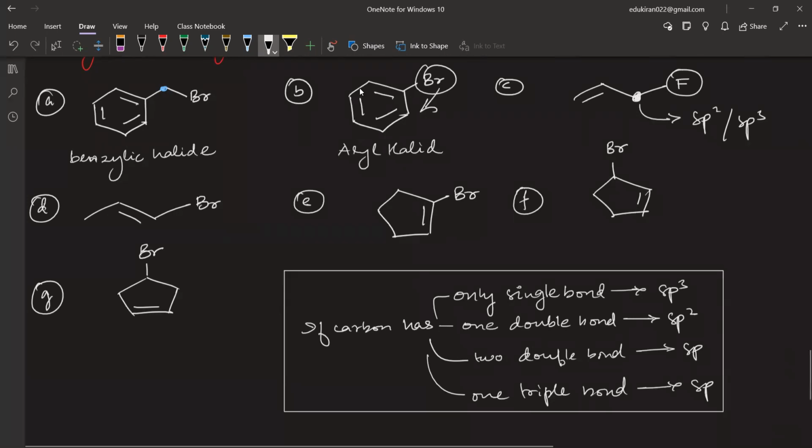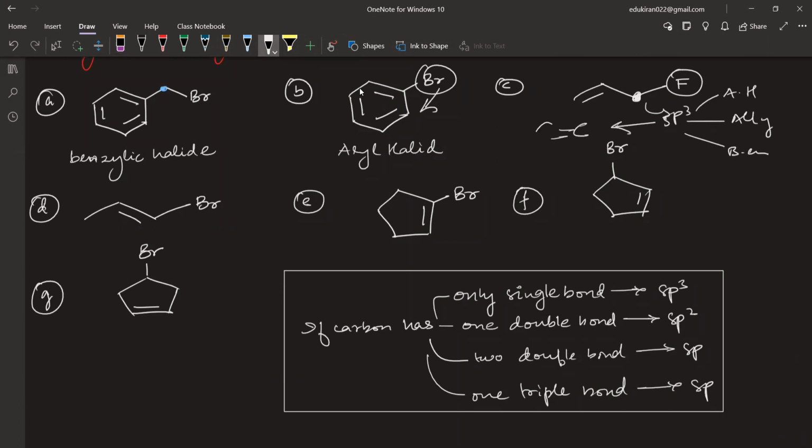Now, this sp3 is further connected to sp2. So it will be what? If it is sp3, then we have only three cases, right? It can be either alkyl halide, allylic, or benzylic. So now you tell me which one. The sp3 is further connected to a carbon double bond carbon. Which case is it? Allylic. Very good. I hope now you can identify, yes or no? This will be allylic.